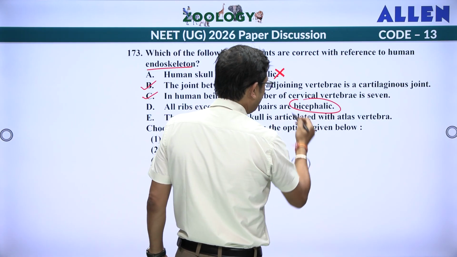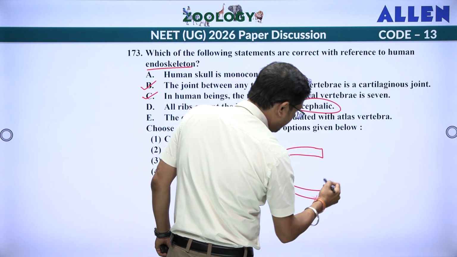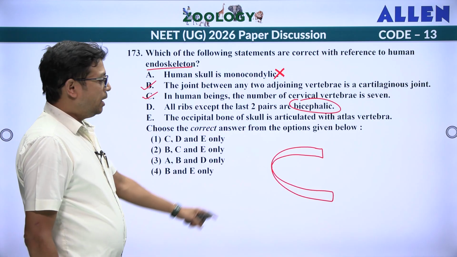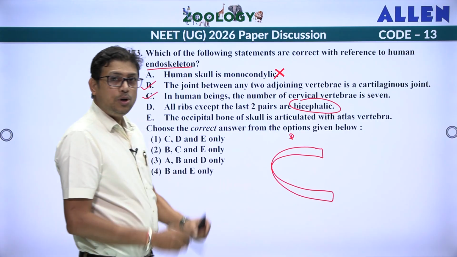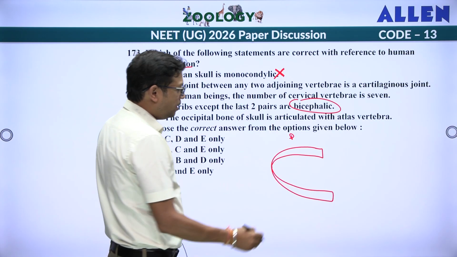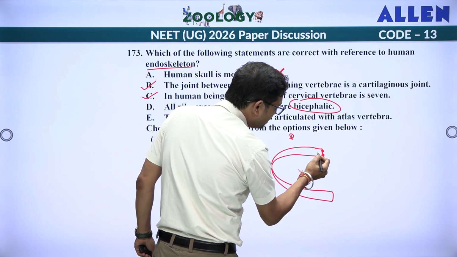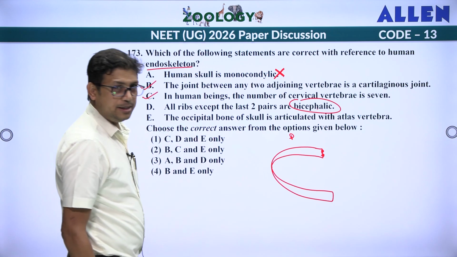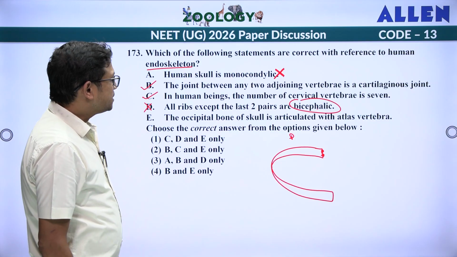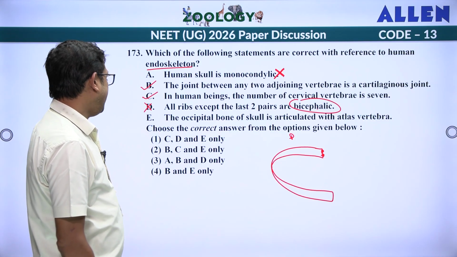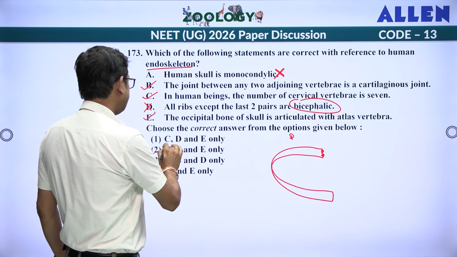Bicephalic means what? If you see the ribs, they are C-shaped flat bones. On the dorsal side, which is attached to your vertebral column, there are two articulating points. Due to the presence of these two articulating points, it is called bicephalic. So all our ribs are bicephalic. So it is wrong. The occipital bone of the skull is articulated with the atlas vertebra. True. So B, C and E are true. So the answer is the second one.